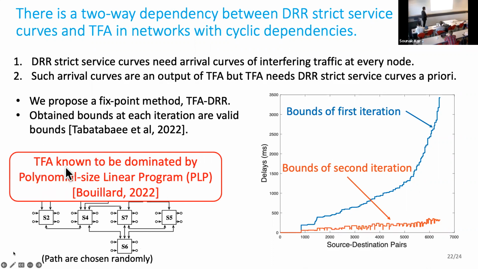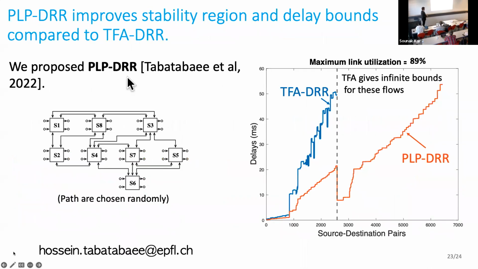So we use TFA, but TFA is known to be dominated by the polynomial-sized linear program of Bouillard. It's a PLP. And that's what we did next. We proposed a method called PLP-DRR, in which we combine PLP and our DRR strict service curve. So what do we gain when we do that?